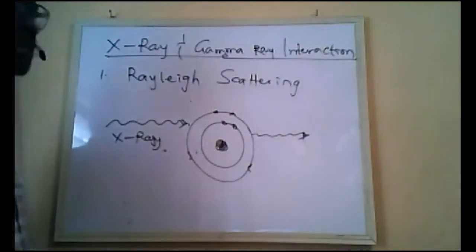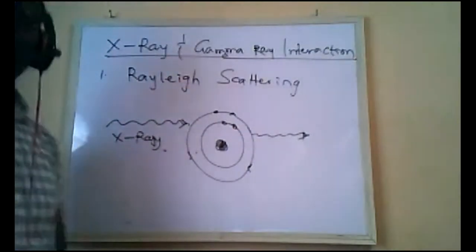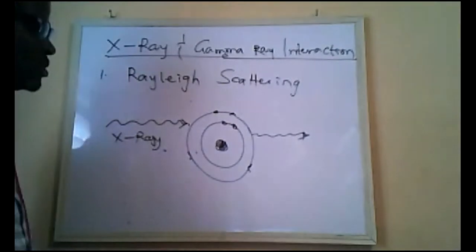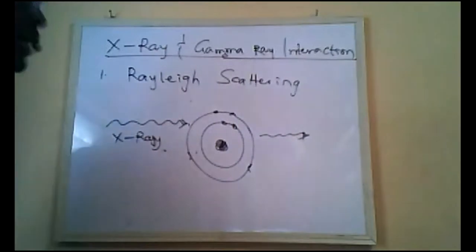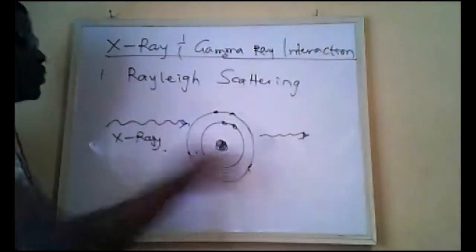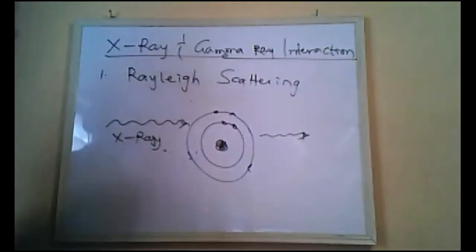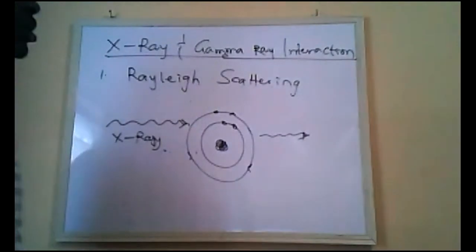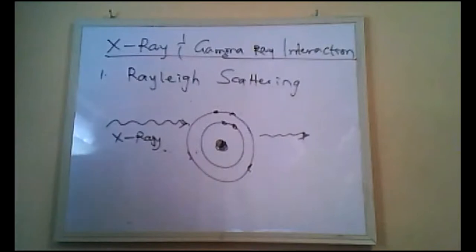By that, it gives off that energy again. It gives off another X-ray. The atom becomes excited, and it has to go back to its former unexcited state. So to do that, it gives off the excess energy it acquired. The energy of this X-ray and the energy of the incoming photon are about the same. So this Rayleigh scattering at times is called elastic scattering.